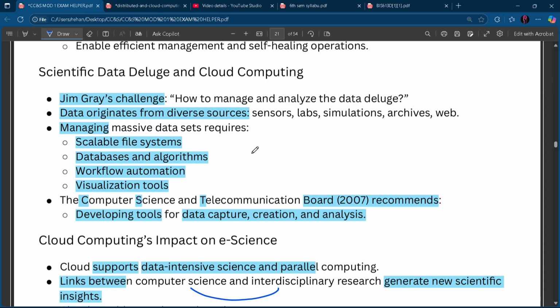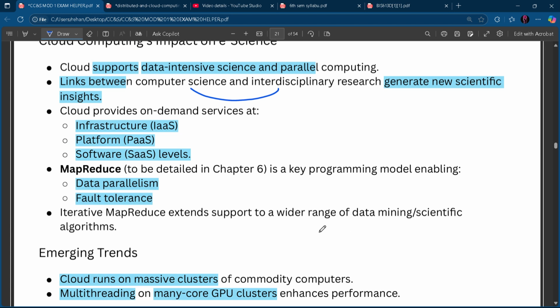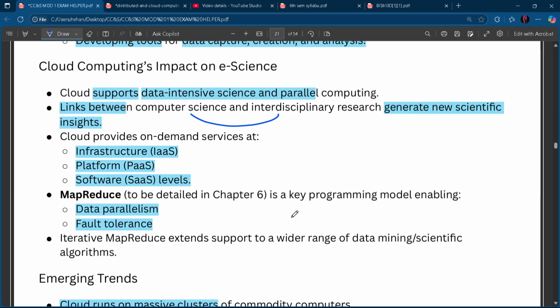The Computer Science and Telecommunications Board (CSTB) recommends developing tools for data capture, creation, and analysis. Like you know how you refine your photos. You took the photo from the camera, you did some editing and all, or you are creating a new thing in Canva, and then analysis, understanding, and so on. Cloud computing impacts e-science. It supports data intensive science and parallel computing.